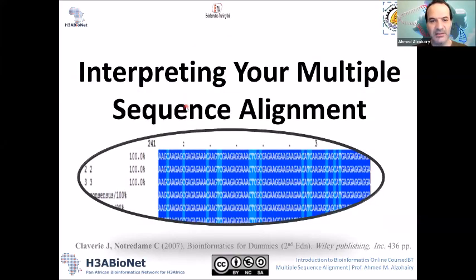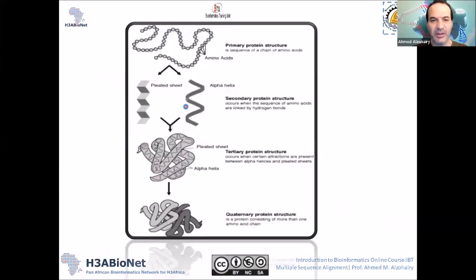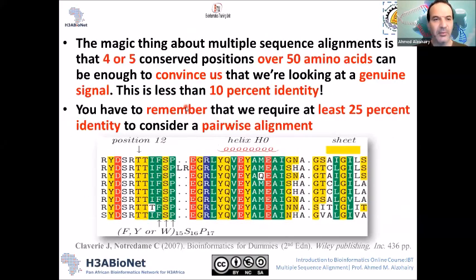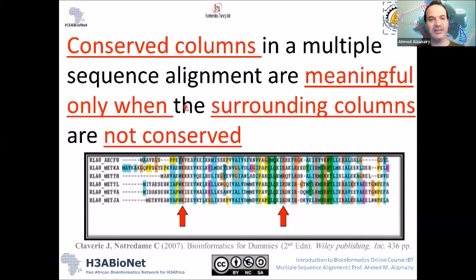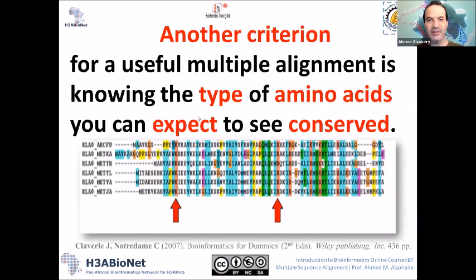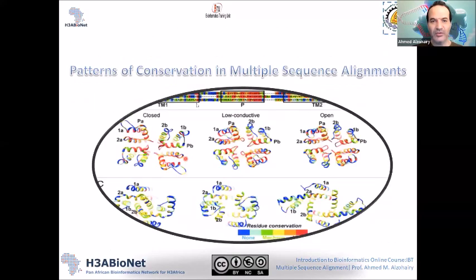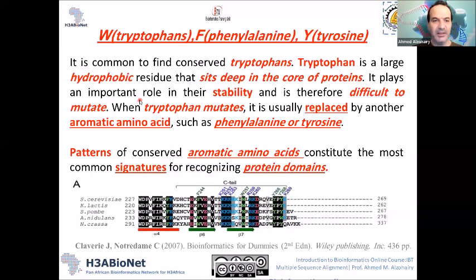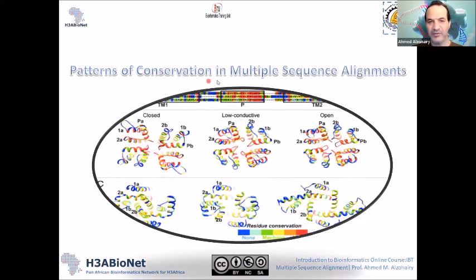presentation, and especially when we talk about what is the part that we are looking for in the multiple sequence alignment, why it's conserved and not conserved, what is the amino acid we are looking for, what are the criteria we are working for. So the most important part, of course, for example, here the pattern of conservation in multiple sequence alignment.